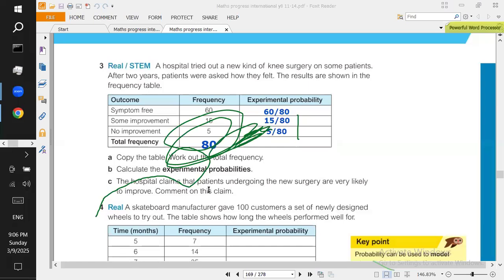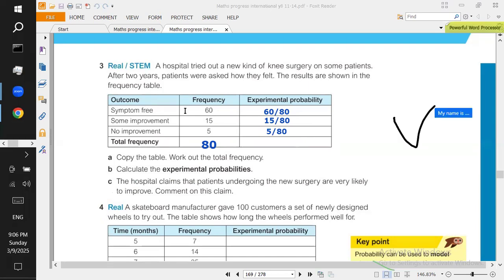Yes. So, what do you think about this? Are they showing, undergoing the surgery, are they very likely to improve? Yes, you can say these have some improvements here and here, symptoms free, so they improved very well. Yes. So it means it's very likely that they improve. Now let's move on to the next question.